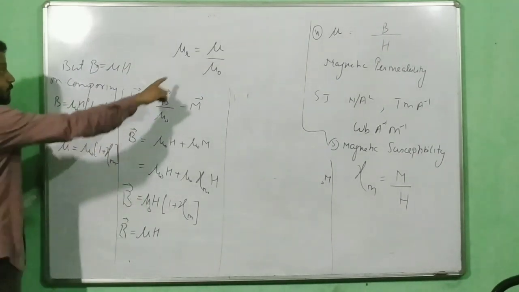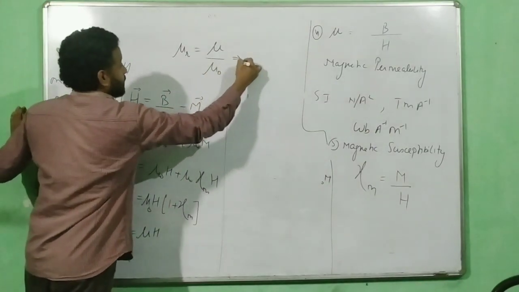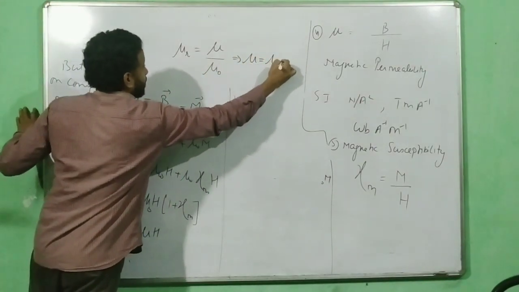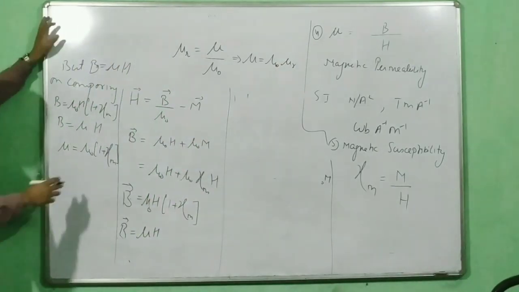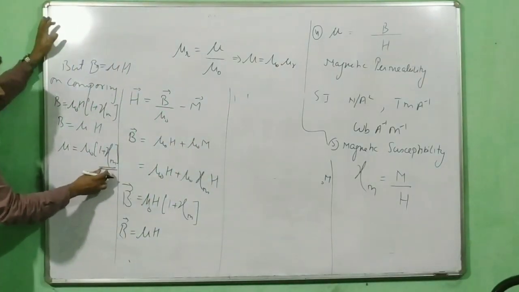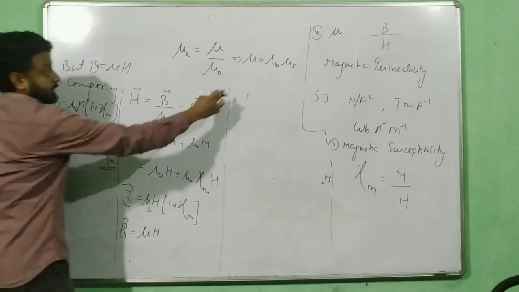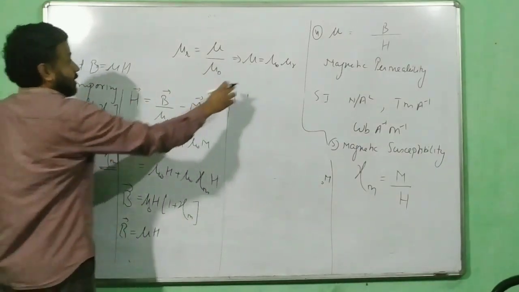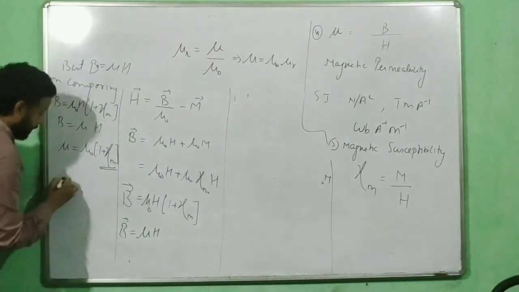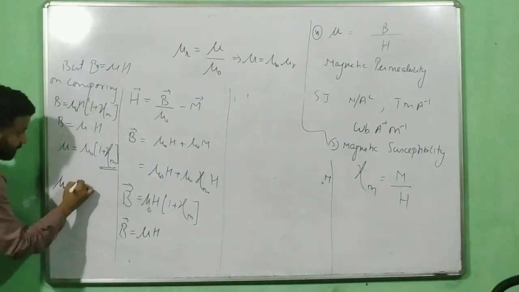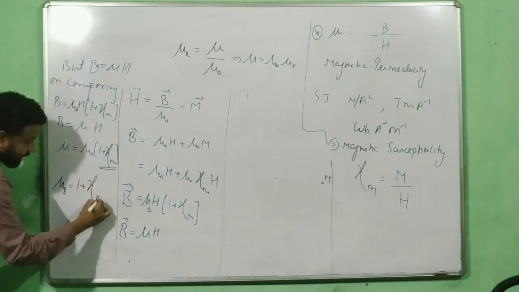Now if you look here very carefully, this implies mu equals mu naught times mu r. Can you see that? Where mu r is called relative permeability. That means this 1 plus xi m is mu by mu naught, which is equal to relative permeability. So I got a relation for relative permeability, and that is equal to 1 plus xi m.